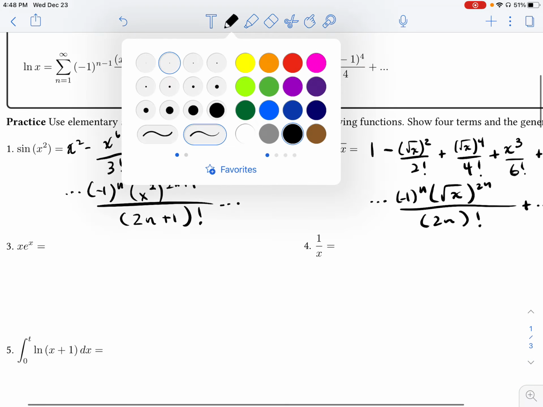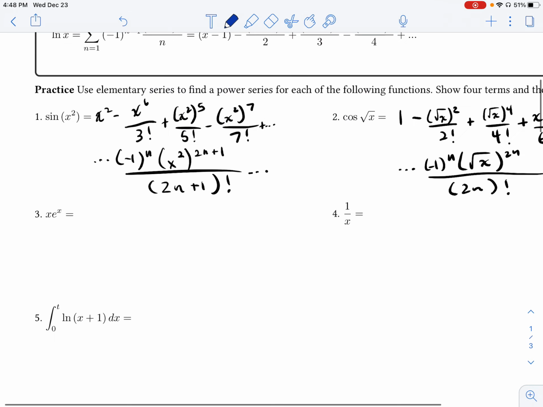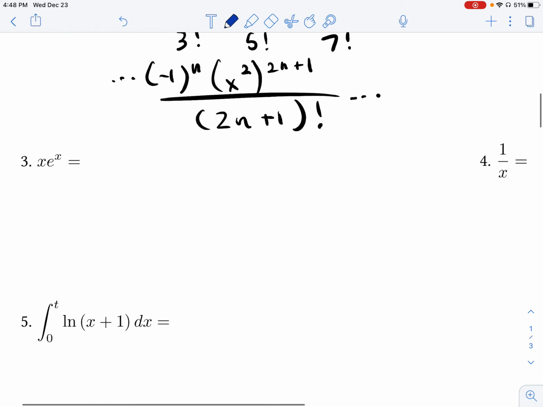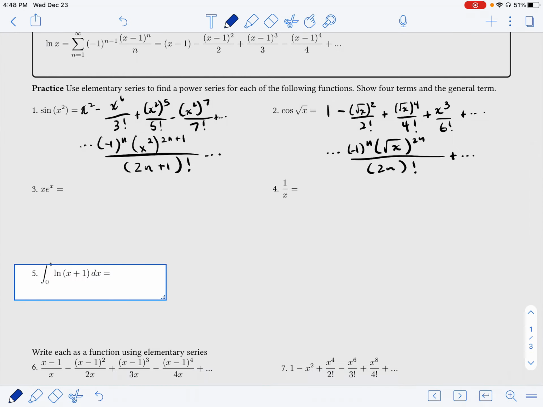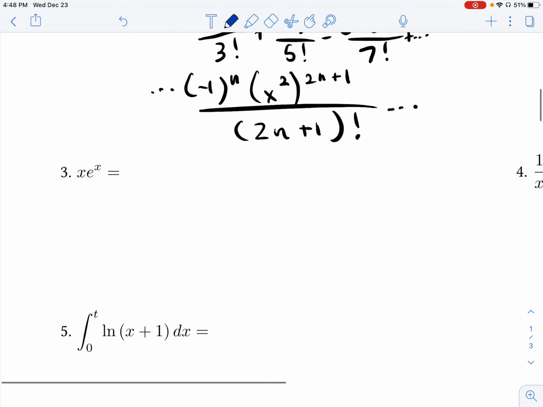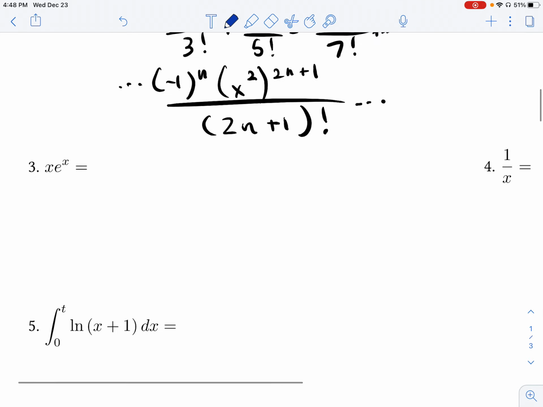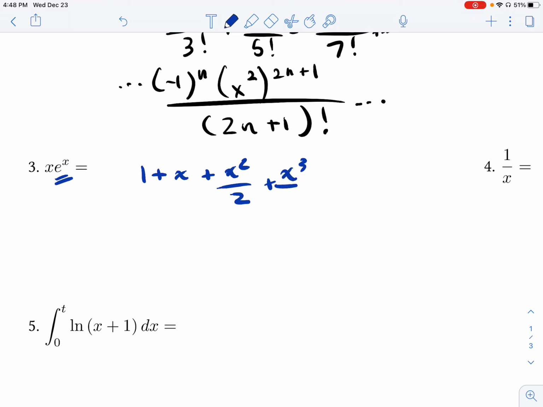Let's try some other ones, and I'm just going to switch colors so we don't get them mixed up with the work above. Let's take a look at x times e to the x. With x times e to the x, all we're doing here is multiplying our series for e to the x. So let me write the series for e to the x first. We've got 1 plus x plus x squared over 2 plus x cubed over 3 factorial, and so on.